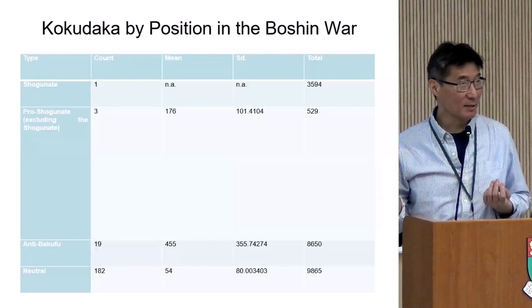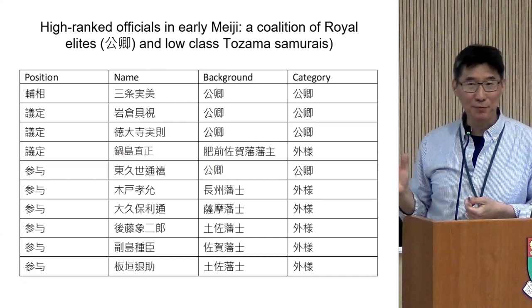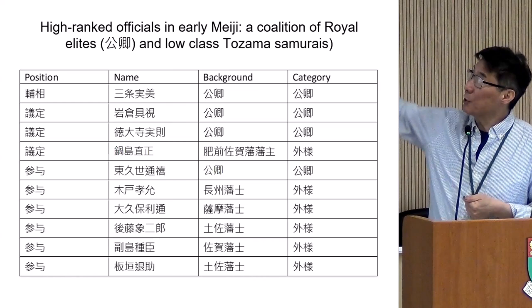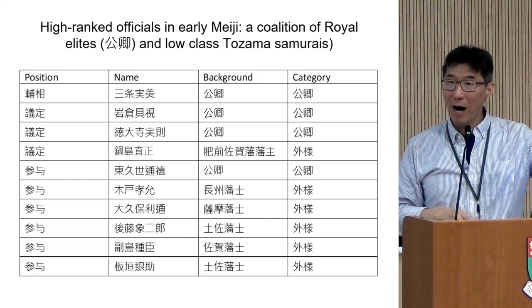Okay, so we can also match this very clearly with the first Meiji government cabinet ministers. They're all from Tozama. That's very clear. So this is basically a takeover, one faction over another. There's the kuge, the royal imperial family. So this was consistent with some descriptions of Meiji Japan as a coalition between a small minor royal elite and the lower class samurai.